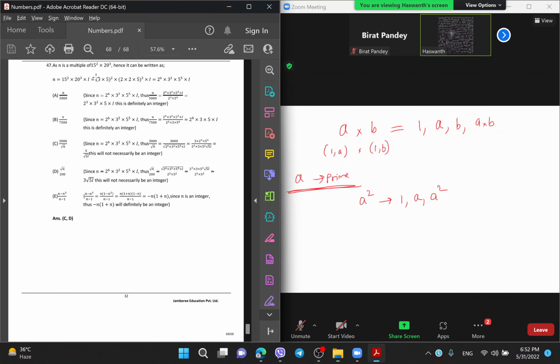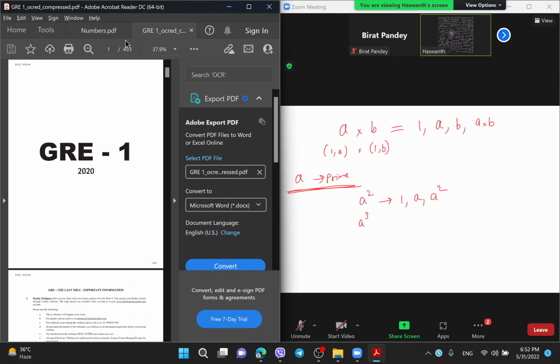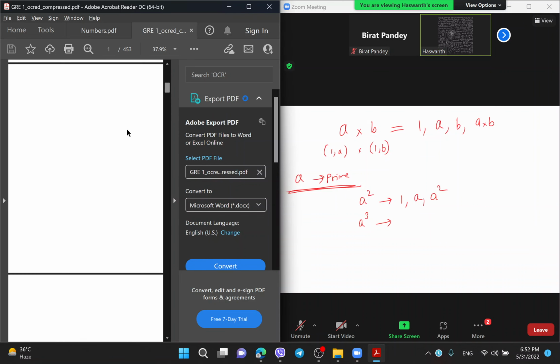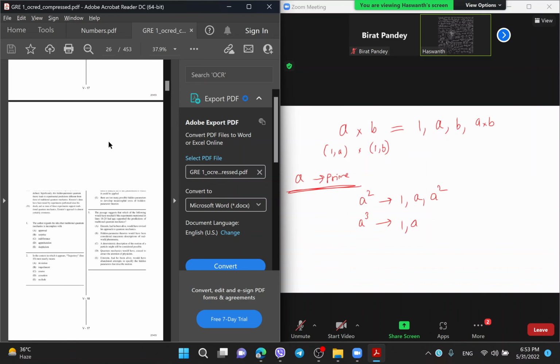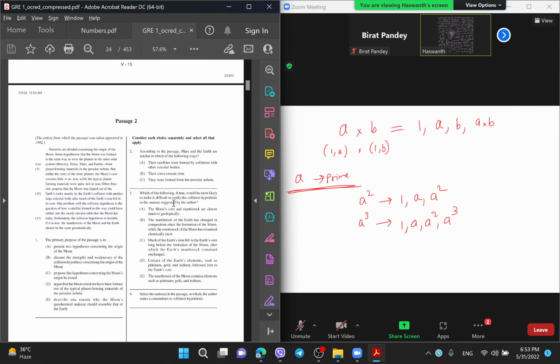Similarly, if a is a prime number, a cube will have four positive factors: 1, a, a square, a cube. Like that, if a is a prime number, a power n will have n plus 1 positive factors.